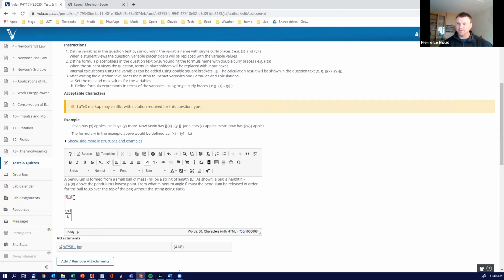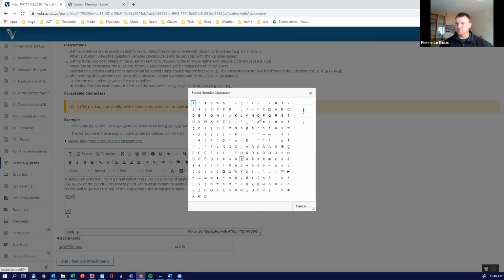Like you see, I've got a degree sign here. That's been inputted with the symbols. There's a whole lot of symbols you can input. Not the full array you get in other symbol sets, but enough. There's more than enough here. I can't think of where I've come stuck. So the degree symbol is here.